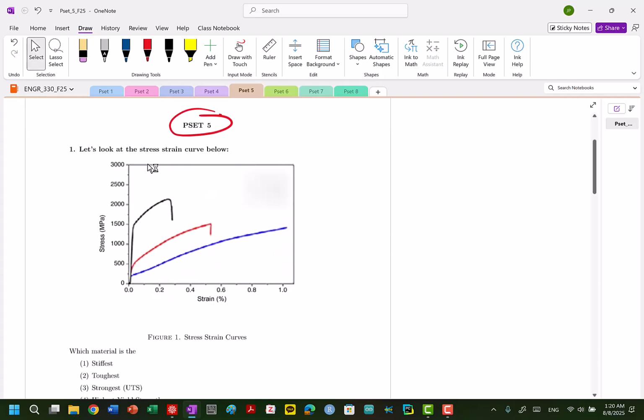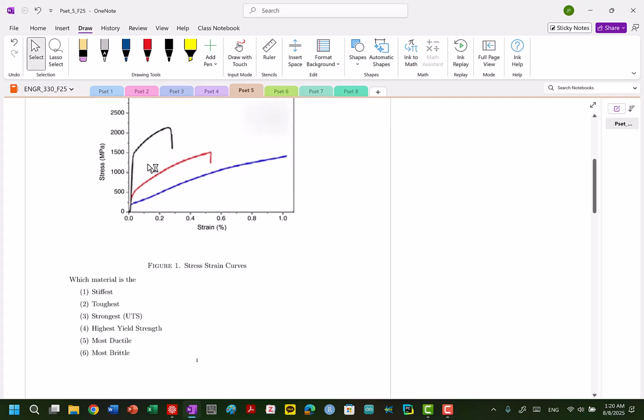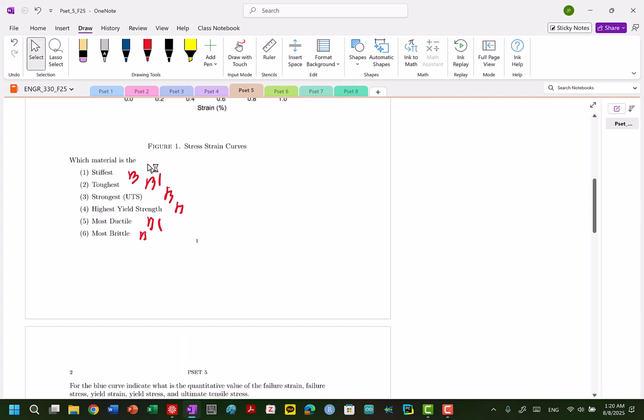So let's look at the stress strain curve below. Which material is stiffest, so highest Young's modulus? That's going to be the black curve. What is the toughest, assuming that they all have the same volume? That's the total area under the curve, so that's going to be my blue curve. Strongest in terms of ultimate tensile strength, so the highest strength, that's going to be the black curve as well. Yield strength, black curve. Most ductile, blue curve. Most brittle, that's also going to be the black curve.